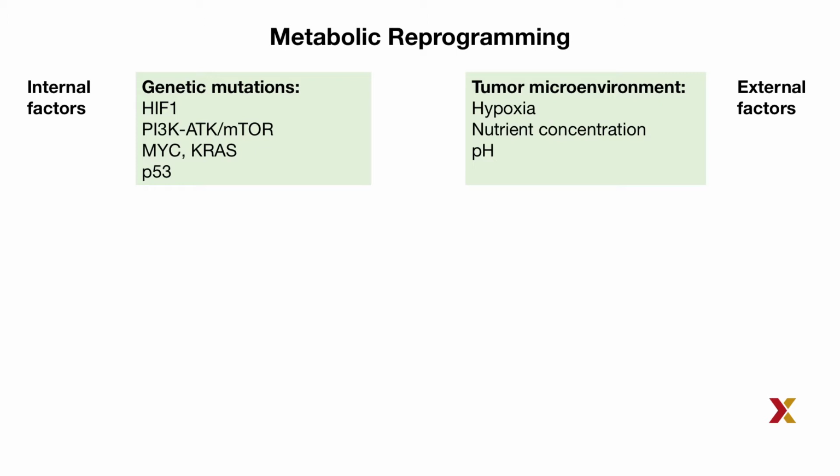Furthermore, the tumor microenvironment affects cancer cells. This microenvironment is typically hypoxic relative to healthy tissues. It is due to a poor vascularization of tumors. The concentration of nutrients and the pH in the microenvironment impact the metabolism of cancer cells.